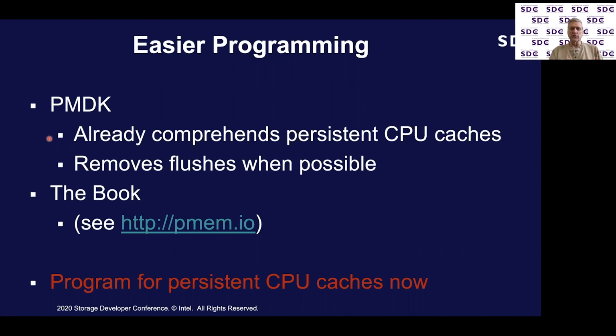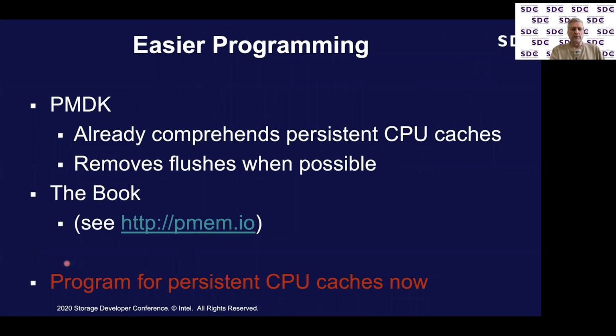The book is about persistent memory programming. It describes pretty much everything that I've been describing in this talk. And the book is free. It's online. You can read it for free, or you can pay the printing costs and get a copy. And you just find it by going to pmem.io.